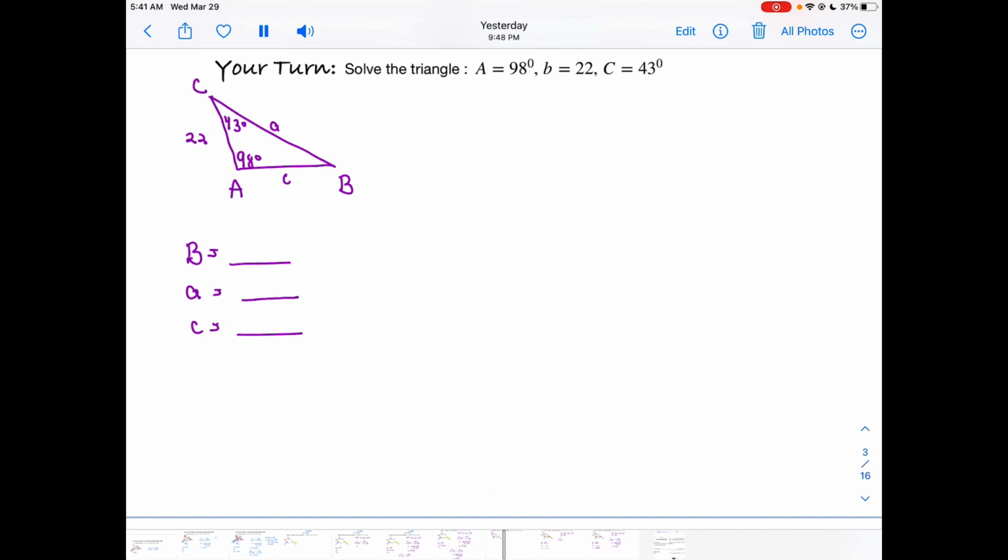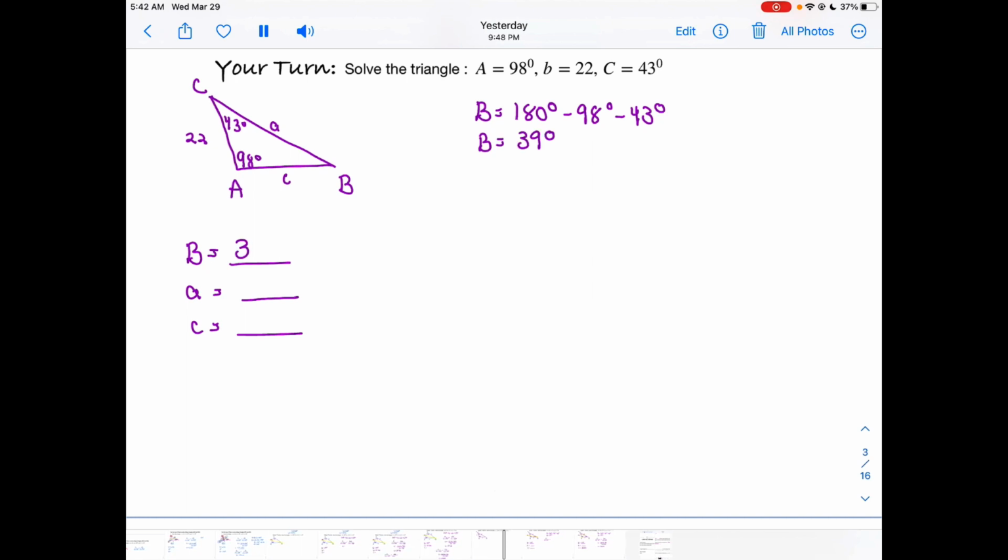All right, so I don't have a ratio here where I have a side and angle opposite, but I can easily figure out angle B by recalling that 180 degrees minus my 2 given angles will equal my missing angle. So I would start this by solving for angle B, which is 39 degrees. Now I have a side and the angle opposite it, so I can use that as my foundation, and I didn't round, so that's going to be my foundation of my ratio.